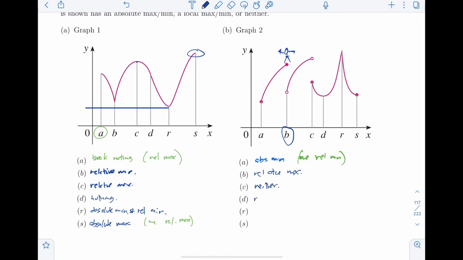D looks like a relative min. Relative min. R is going to be the absolute max and relative max. And S is going to be, again, the book would say nothing. Book: none, me: relative min. Okay.